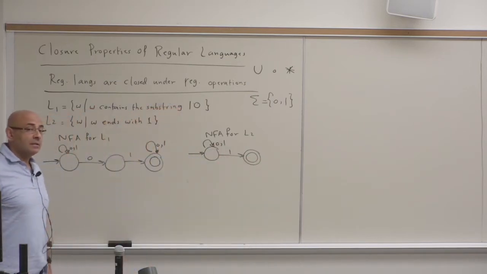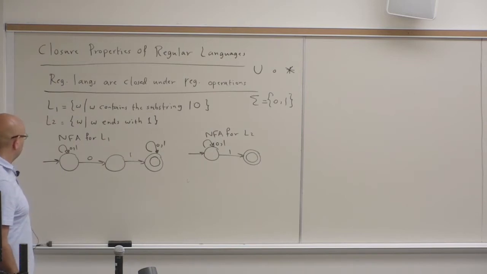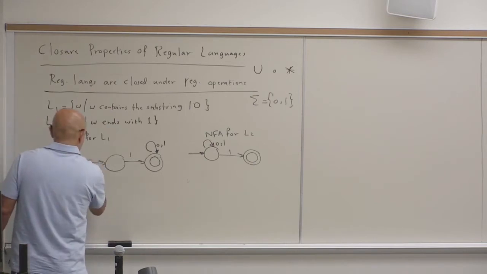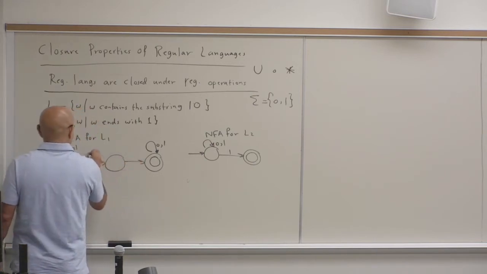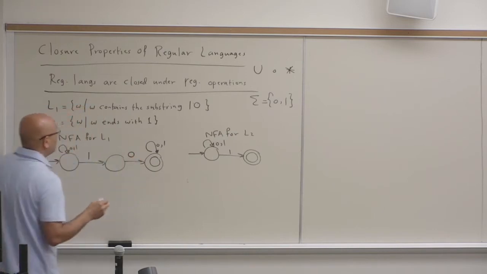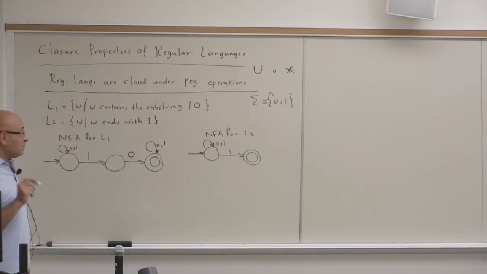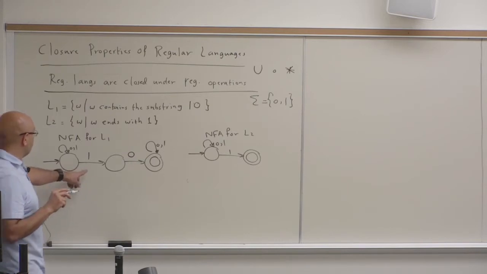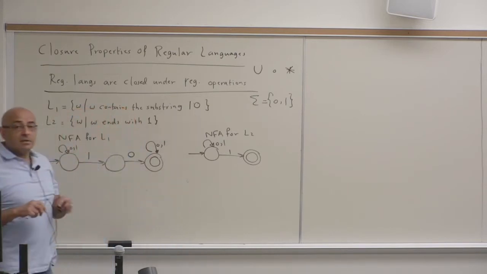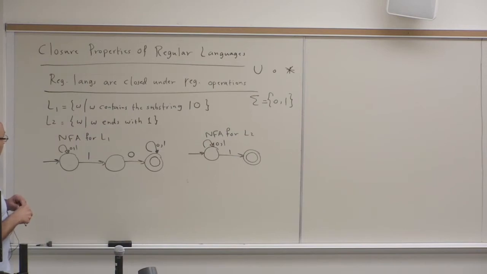Yes? For the NFA for L1, are we looking for the substring 1, 0, not 0, 1? That's what you have in the definition. Oh, I keep making mistakes today. I don't know what's happening today. Yeah, you're right. It's good that you guys are alert. So it's definitely 1, 0.